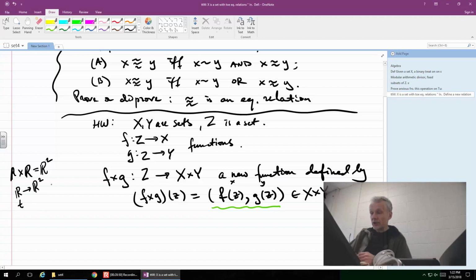How about I call it t? So I have f of t and g of t, and I put them together. What is it? Is it like the parameterization thing? Yeah, it's a parametric curve.